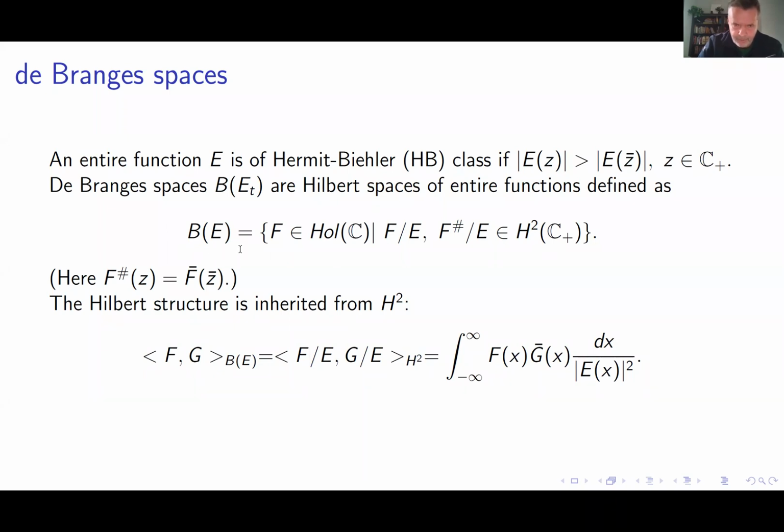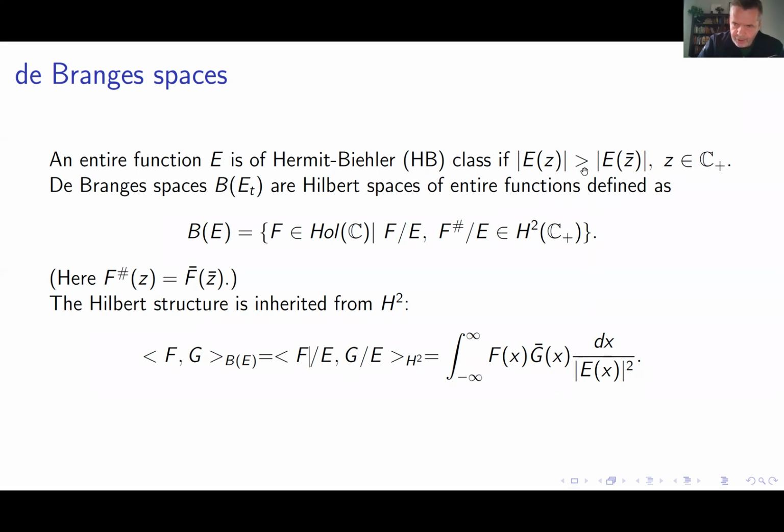We will have two equivalent definitions shortly. So with this definition, you can adapt the Hilbert structure from H2 in the space, and it becomes a Hilbert space. So the product in B of E is the product in H2 after you divide those two entire functions, and they become functions in H2, which if you write everything out, becomes this weighted L2 product with this weight. And so that's the inner product in the de Branges space.